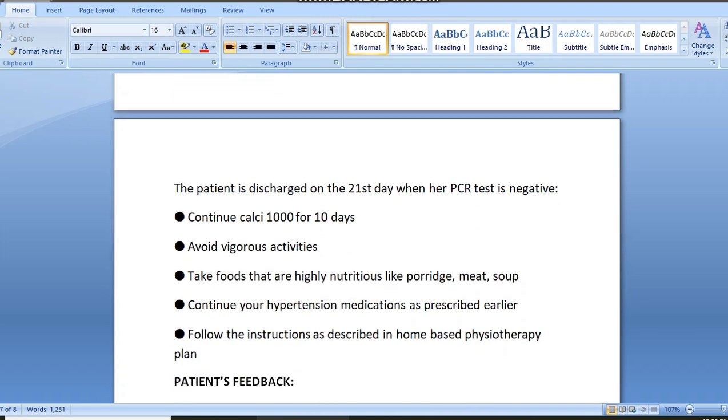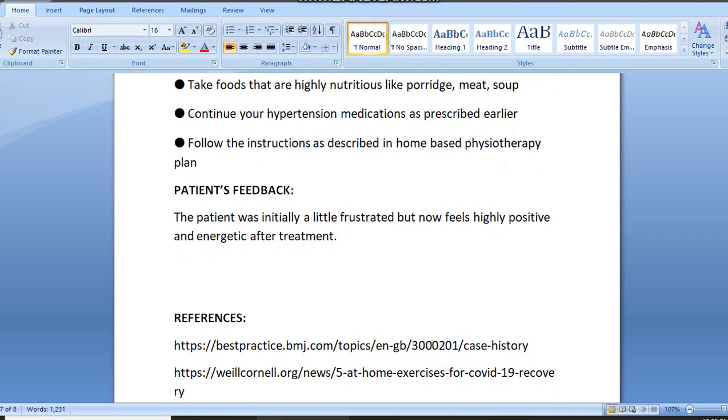Discharge plan. The patient is discharged on the 21st day when her PCR test is negative. Continue calcium 1000 for 10 days. Avoid vigorous activities. Take foods that are highly nutritious like porridge, meat and soup. Continue your hypertension medications as prescribed earlier. Follow the instructions as described in home-based physiotherapy plan.